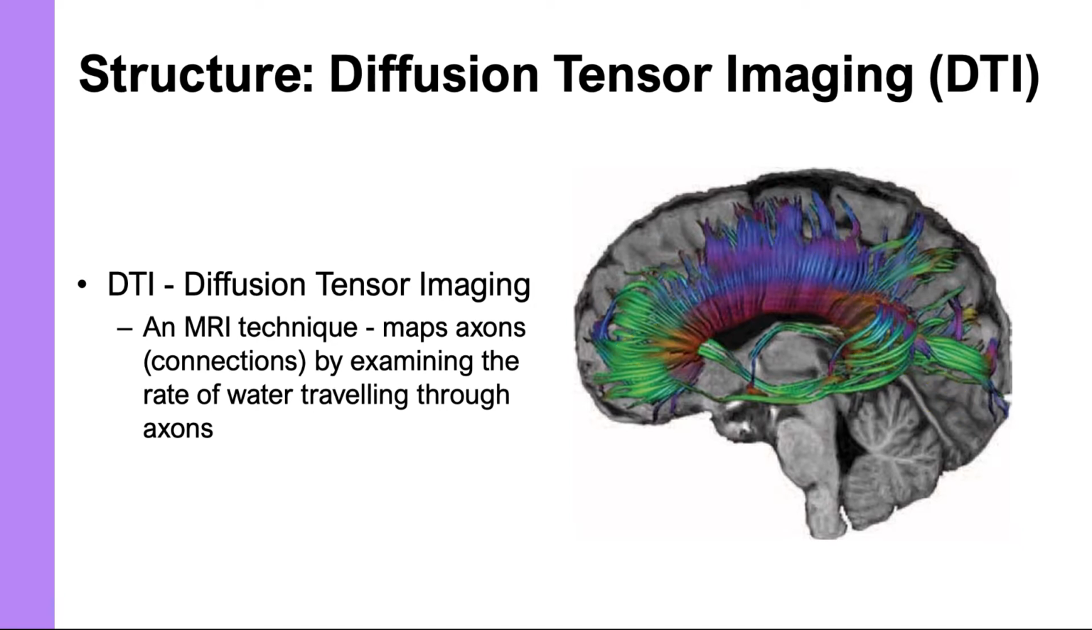It can give you an idea of the size and the shaping of structures. And the way it does this is it measures the spin of atoms in water that are moving through the axons. So what DTI can do that CT and MRI can't is give us an idea of what brain structures are connected and what those connections are like in terms of size and location.